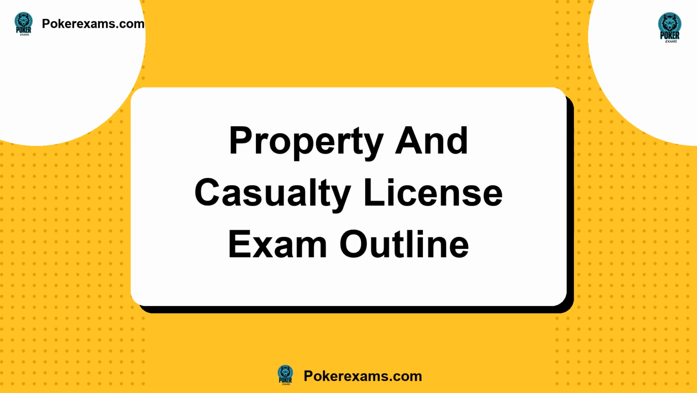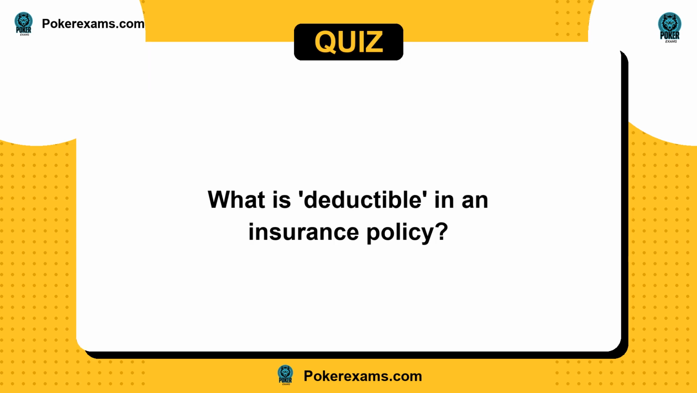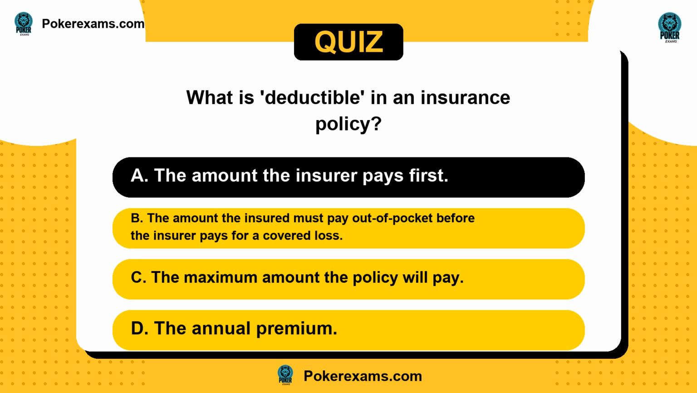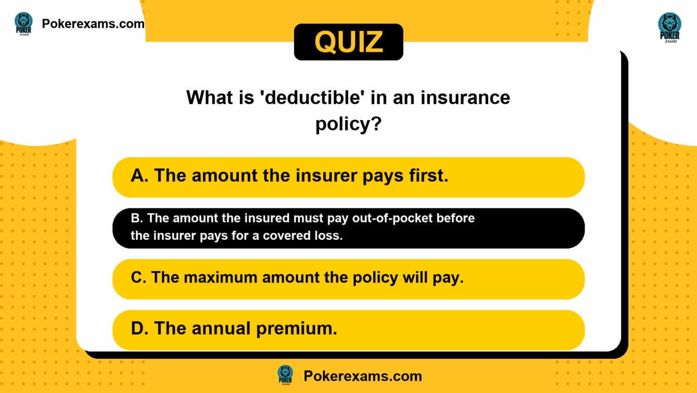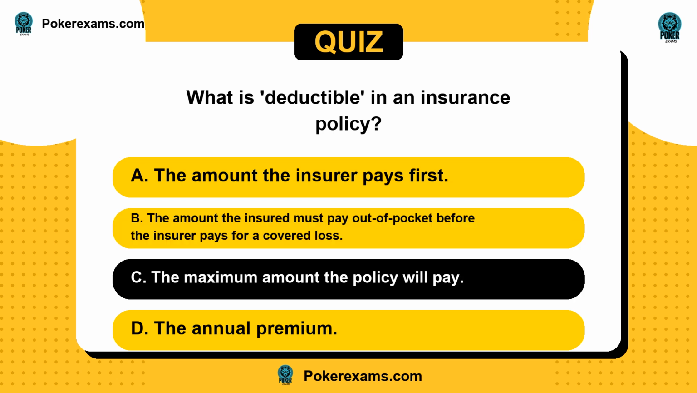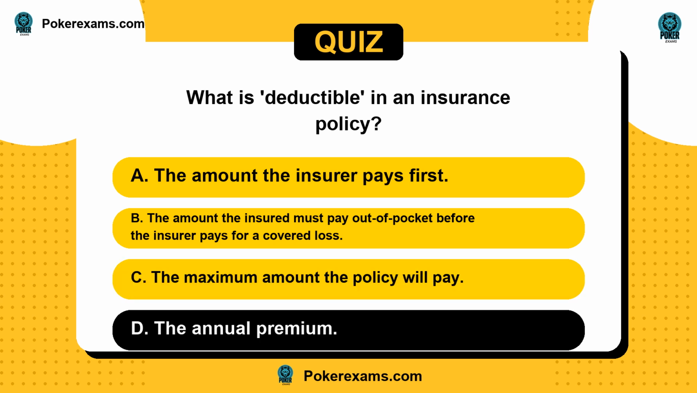Welcome to the quiz. What is deductible in an insurance policy? Is it A, the amount the insurer pays first? Or B, the amount the insured must pay out of pocket before the insurer pays for a covered loss? C, the maximum amount the policy will pay? Or D, the annual premium?